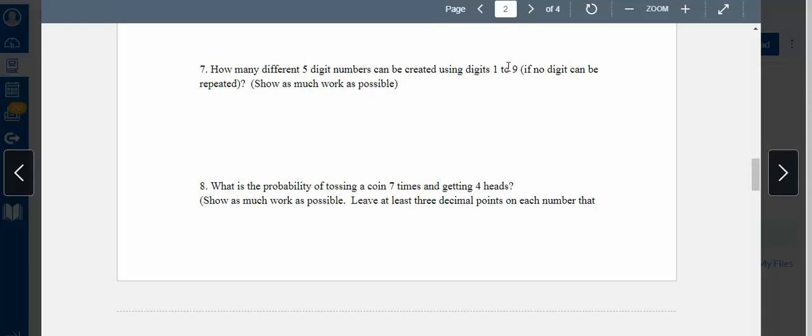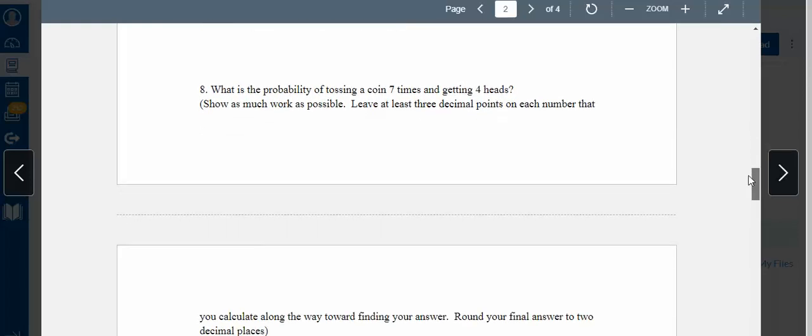And also, you have to figure out how many digits there are between 1 and 9, because that's the number of items that you're selecting from. Also, I said that no digit can be repeated. So in this problem, a number like 12254 is not allowed, because if it was allowed, we would actually have to do a different type of formula that we're not covering in this class.